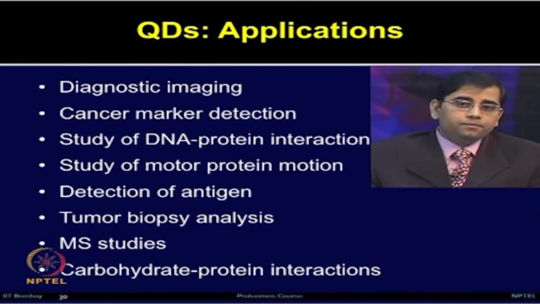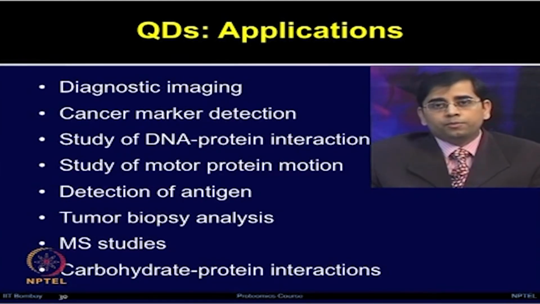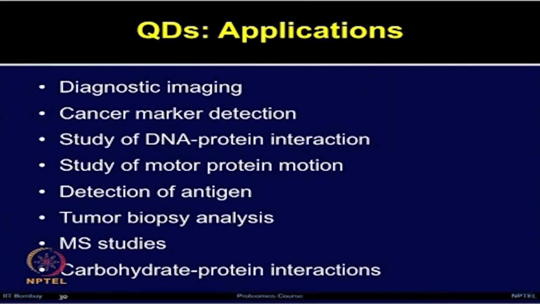biomarker detection in cancer, studying DNA and protein interactions, various studies to monitor the protein motion, detection of antigens. Different types of tumor biopsy analysis have also been performed. Now, mass spectrometry based studies have also started exploring quantum dots, as well as it has been used for carbohydrate and protein interaction studies. These are some of the published studies, but there are many studies which have shown the potential of using quantum dots for various proteomic applications.